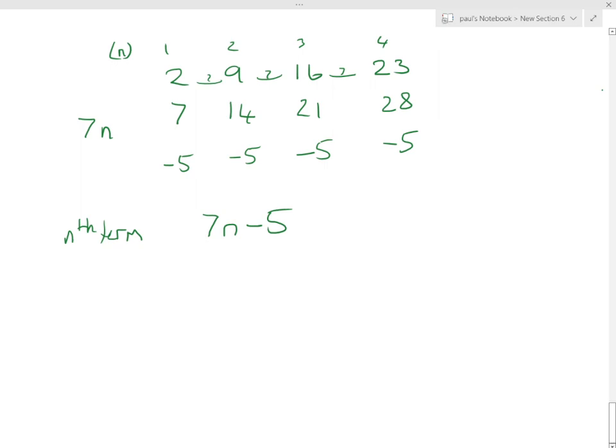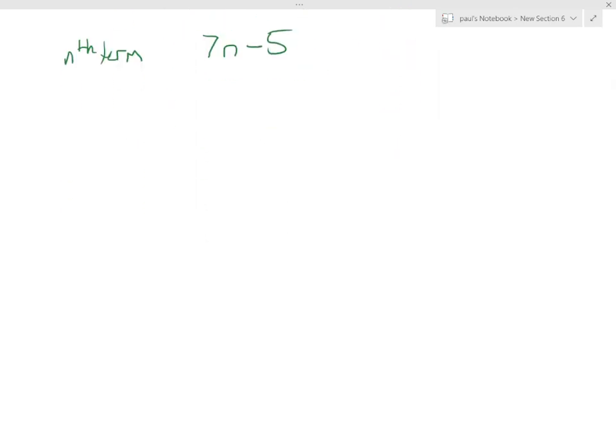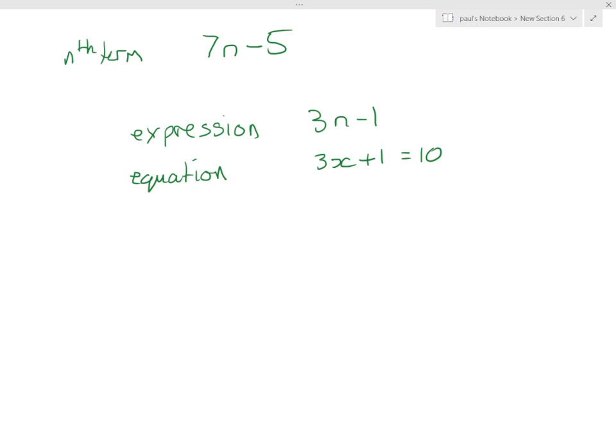Okay, that was that. Now, we did a little bit extra, didn't we? We did the difference between an expression, which is just like one of these, 3n minus 1. Doesn't equal anything, it's just a statement. That's an expression. And then we had an equation. And the equation is 3x plus 1 equals 10, something like this. Yeah, so an equation equals something, and normally in an equation we are asked to solve for x, find out what the value of x is.